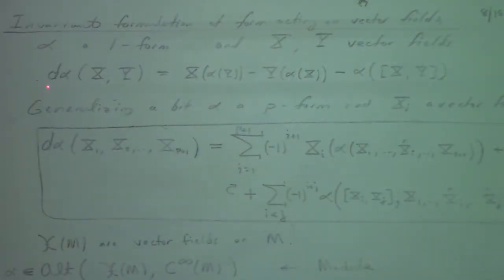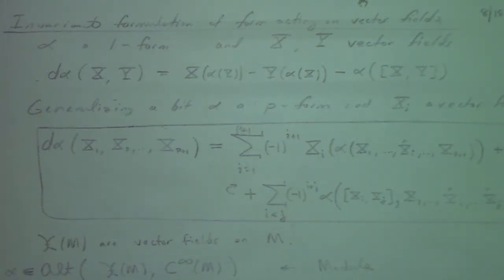You could also define the exterior derivative by these sorts of formulas. For example, the exterior derivative acting on a pair of vector fields is given by basically the evaluation of X on the function formed by contracting the form over the other vector field, minus the other vector field acting on the function formed by contracting the form over the other vector field, and then minus the form acting on the Lie bracket of the vectors.